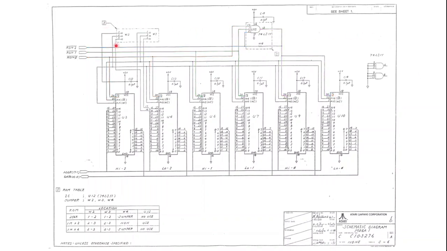Then we have also jumpers W2 and W3. Here is specified what they do. For the 6 256 kilobyte ROMs, for both jumpers 1 and 2 are connected.